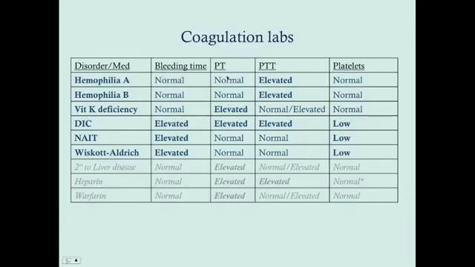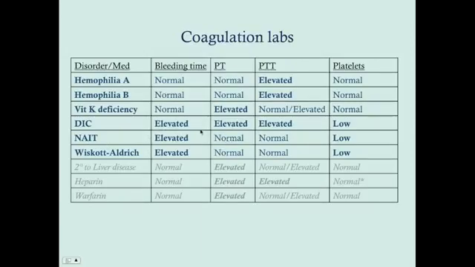Hemophilia A and B are both deficiencies of factors. And remember, hemophilia A and B only affect the PTT side, so only the PTT is going to be affected. Platelets are normal, bleeding time is normal. With a vitamin K deficiency, that's going to affect both sides, both the PT and the PTT. With DIC, it's a consumptive coagulopathy, so everything is going to be affected. Platelets, factors, and that's going to increase your bleeding time and so forth.